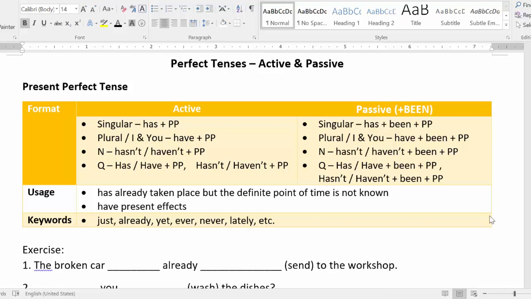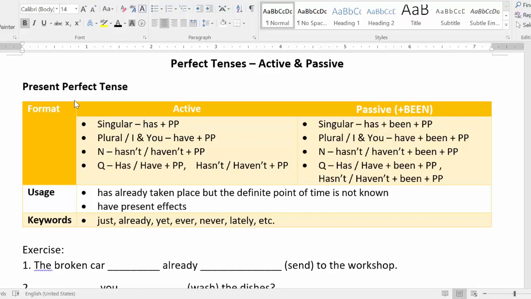Okay, so let's look at the first one, present perfect tense. For the previous exam, your unified test, you have already learned about it. Present perfect tense, active voice, right? So let's look at active voice again. Have a quick revision.